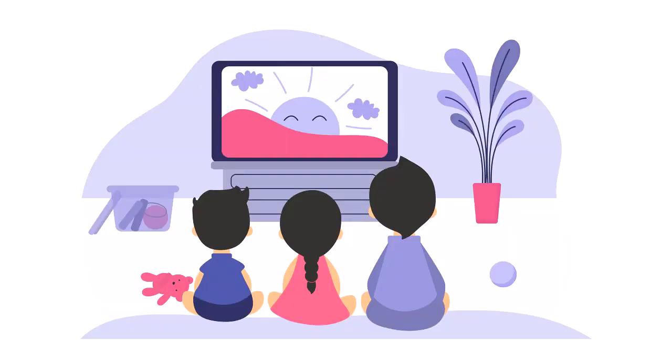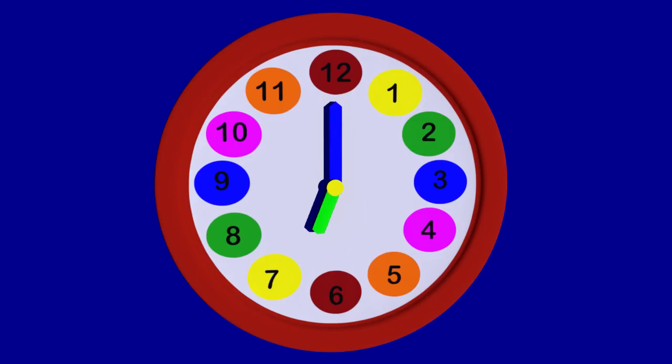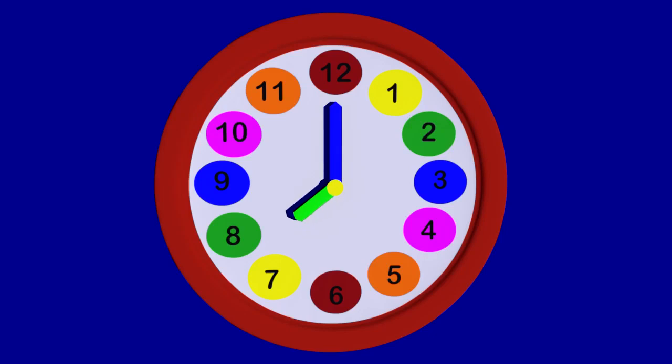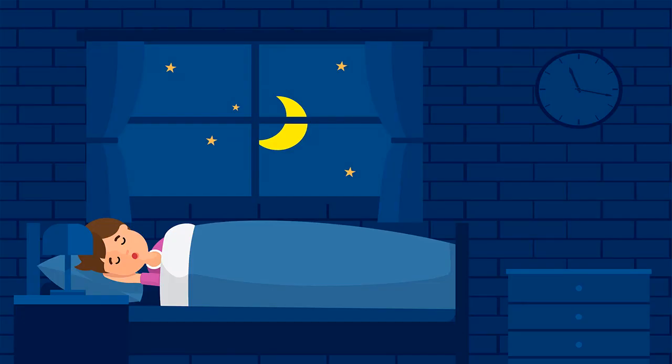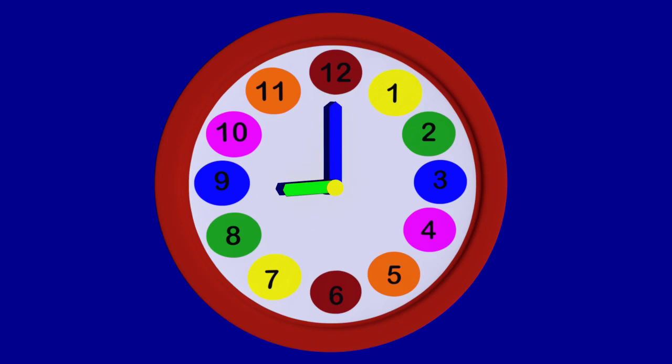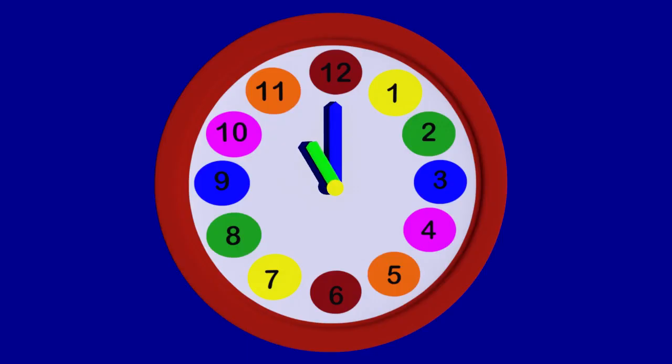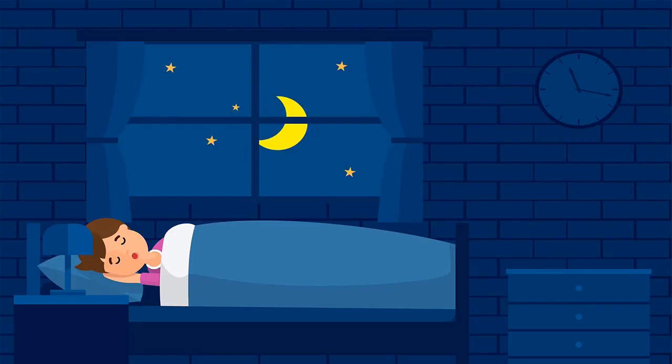At 6 o'clock I watch kids TV. At 7 o'clock I eat supper. At 8 o'clock I go to bed. At 9 o'clock I sleep. At 10 o'clock I continue to sleep. At 11 then I'm still asleep. At 12 then I sleep.